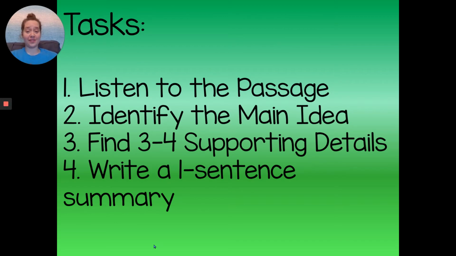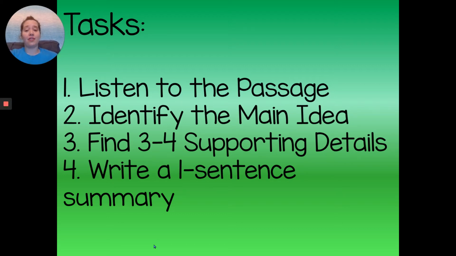Here are your tasks for today. Number 1, listen to the passage. And remember, you have this passage in your packet, so follow along while I read, and this will support you when you go back to reread the passage on your own. 2, identify the main idea. And remember, not just the topic, but what the author wants us to understand about the topic.